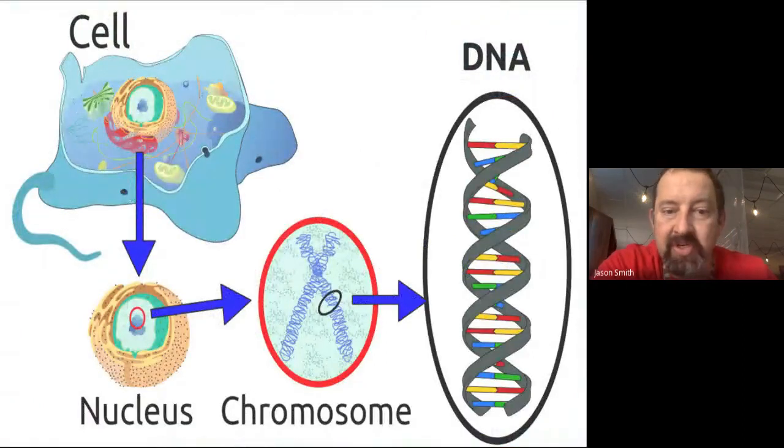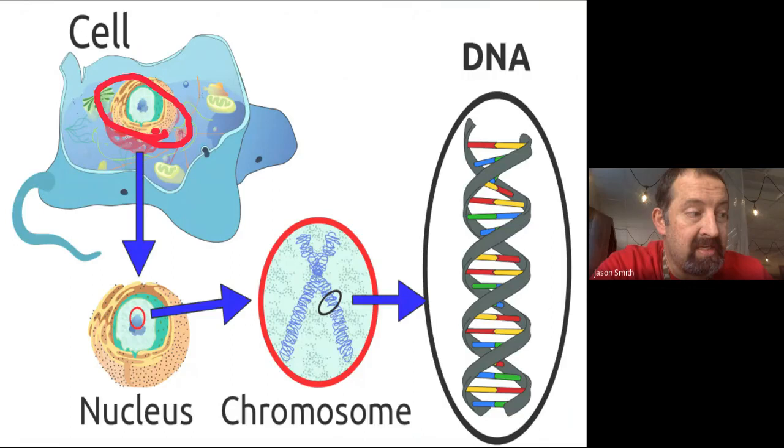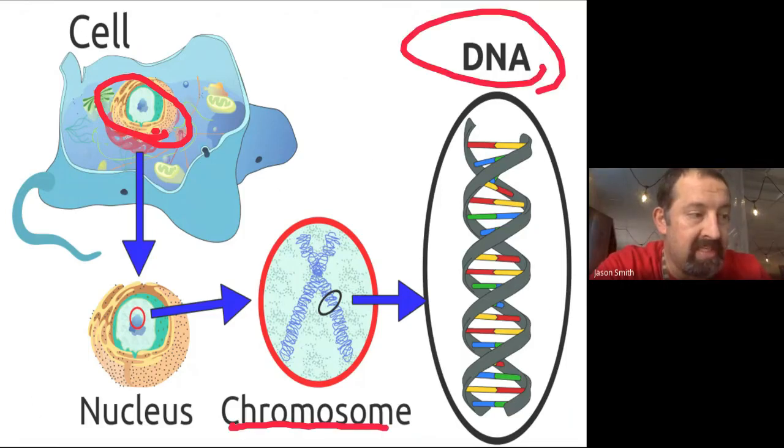Here's a larger picture of the eukaryotic cell, which has the nucleus right here. Inside that nucleus, we have those different little chromosomes, and those chromosomes all have DNA in them, and there's lots of different material in there.